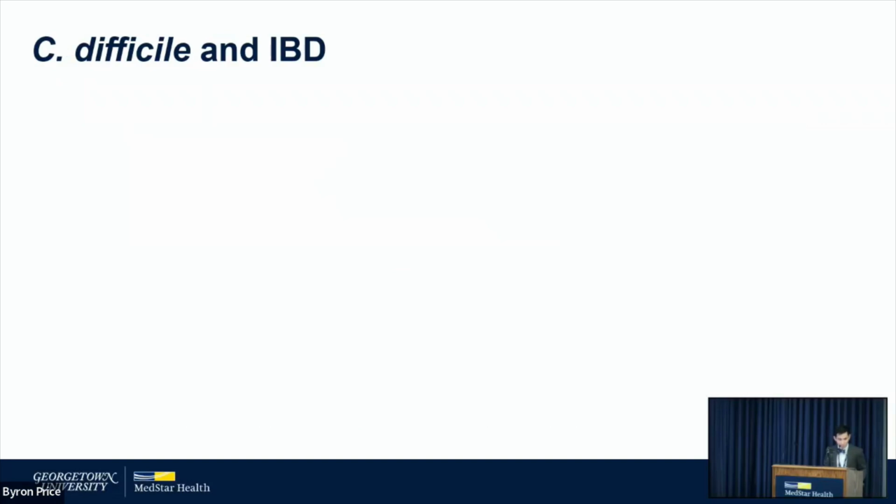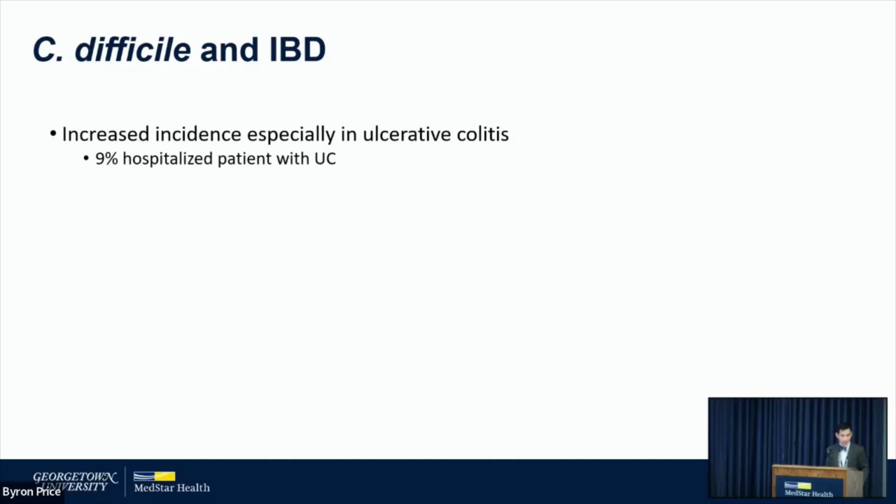One important thing to mention, especially here at Georgetown, where we see a large IBD population, is C. diff, especially in our UC population, which can have very, very high incidence rates. In fact, up to 9% of patients hospitalized with an IBD flare can be accounted to C. diff.